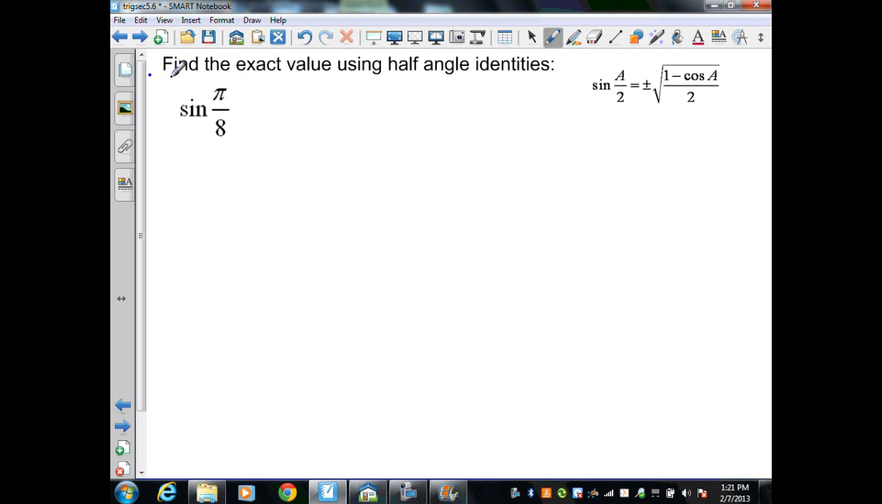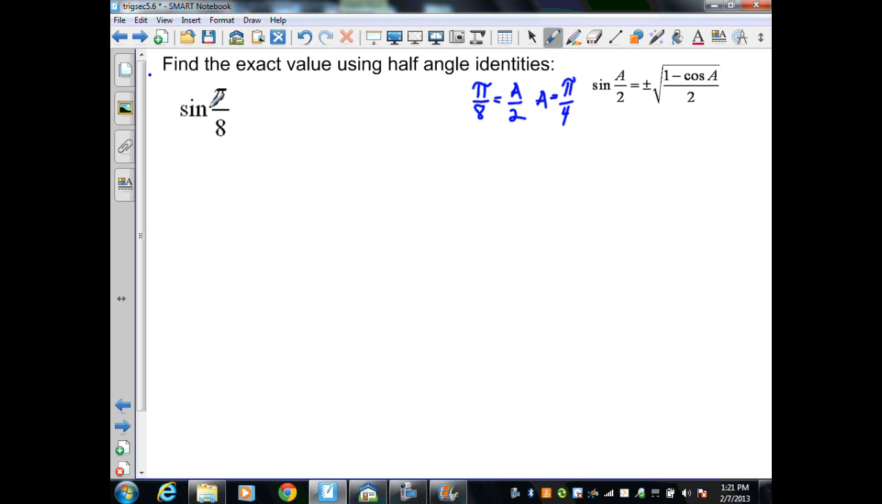In this example, they want me to find the exact value using half-angle identities. For sine of pi over 8, I'm going to use this half-angle identity. The first thing I need to determine is the value of a. I know that pi over 8 is equal to a over 2, therefore I can just solve for a. Pi over 8 equals a over 2. Multiply by 2 on both sides. That tells me that a is equal to pi over 4.